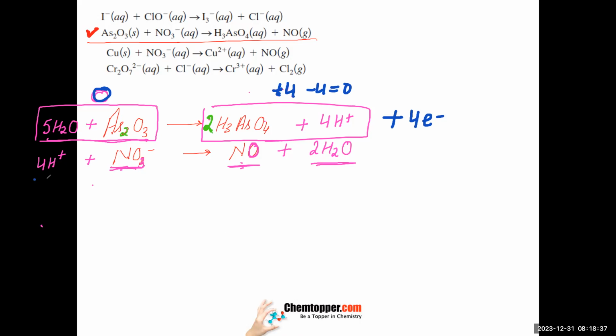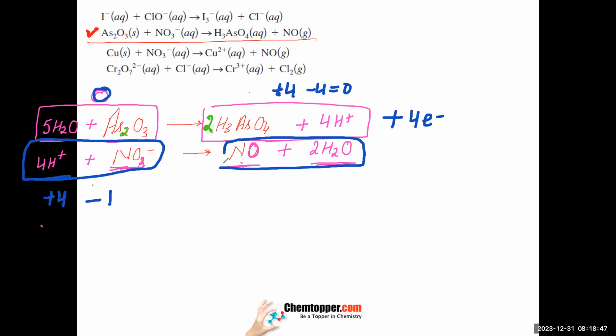Now do the same thing here. What's the charge on this side? Plus 4 minus 1. What's the charge on this side? 0. So this is how much? Plus 3. Now tell me, where should I add electrons? Yes, add 3 electrons on the left side, the one which is more positively charged. Whatever is the difference in positive charge, add that much number of electrons, right?